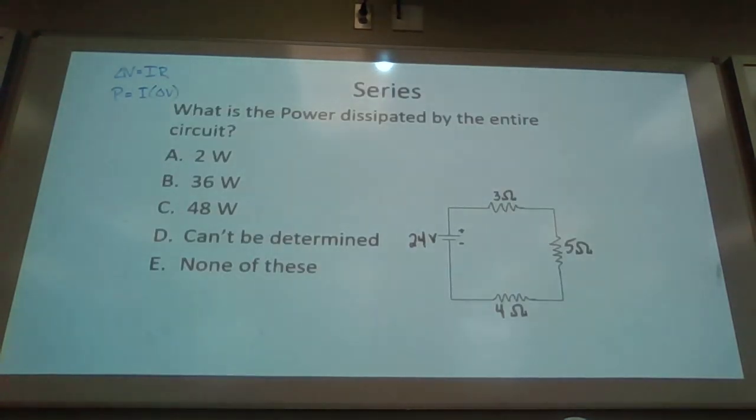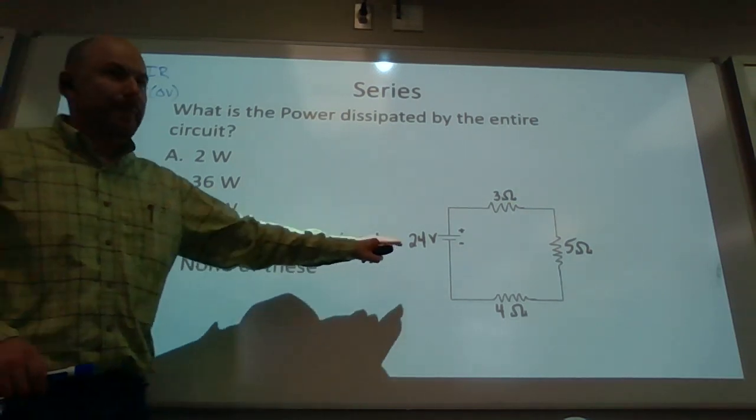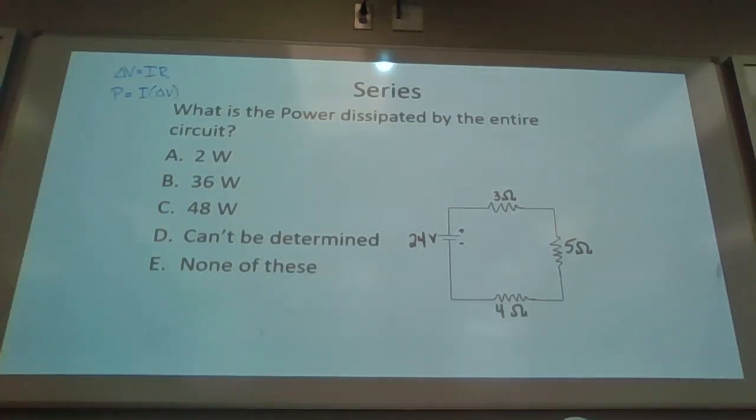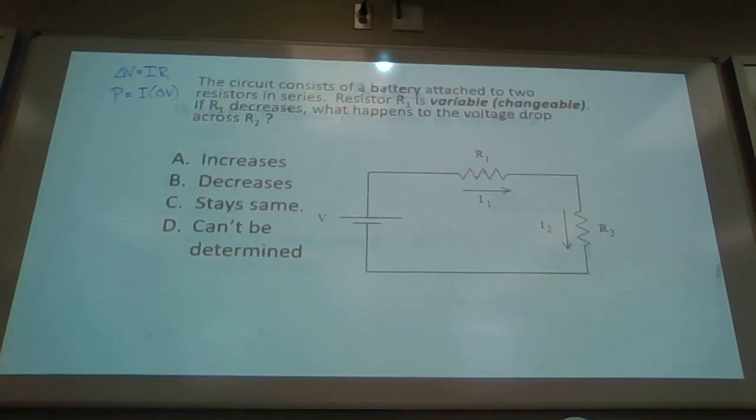Okay. All right. So the easiest way to do this, there's several different ways you can do it. Add up your total resistance. It's 12 divided by 24 volts, or you get 2 amps. And so 2 amps is the total current times 24 volts. Okay, you could find the power dissipated by each one of those and then add them up is another way you could do that. You got options.